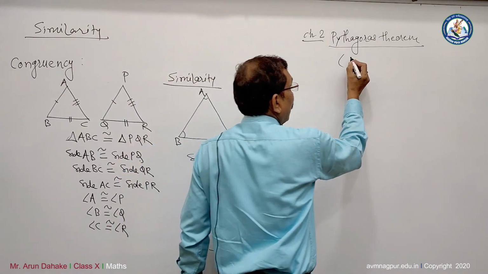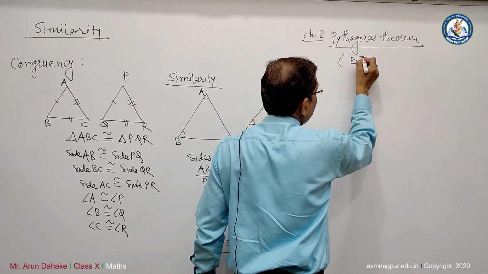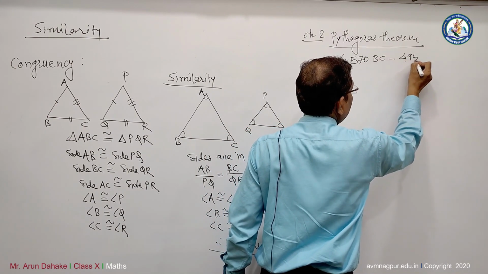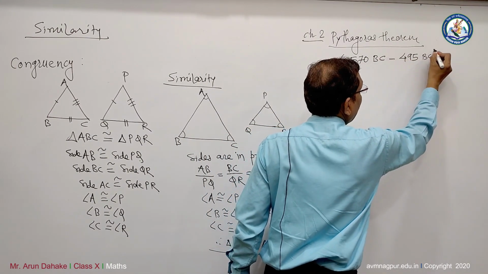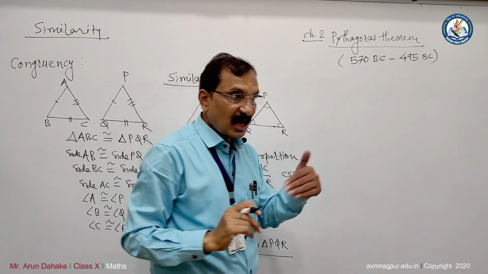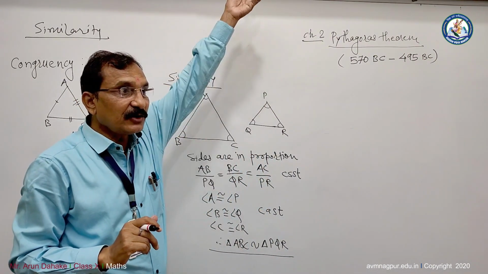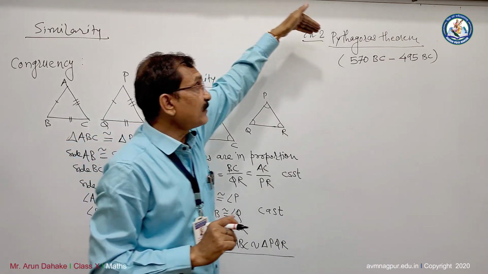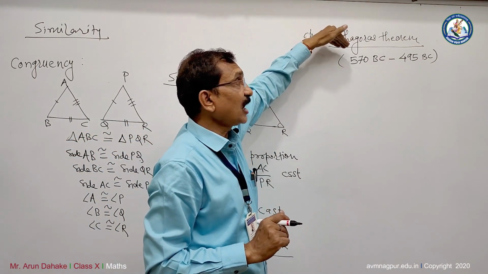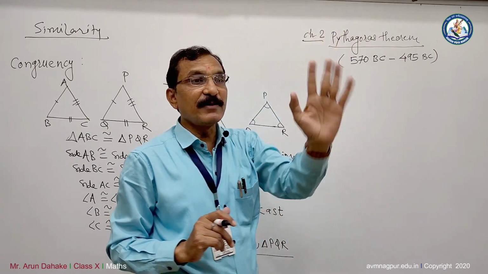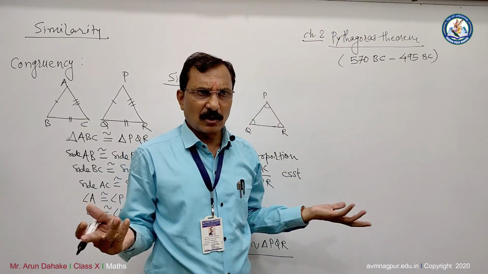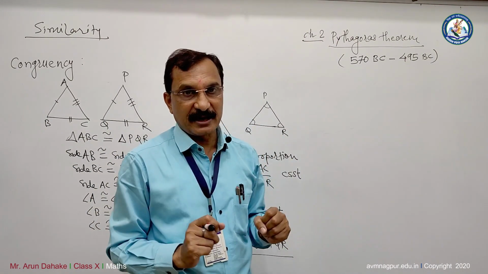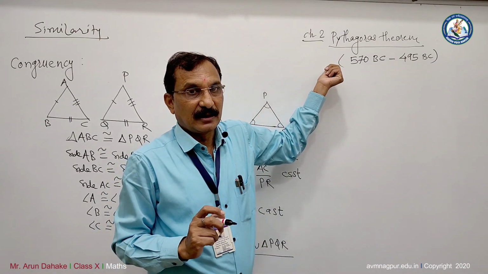So in 570 BC to 495 BC, before Christ. That means about 2500 years ago, there was a mathematician named Pythagoras, and he invented a very important theorem. We know that already, the Pythagoras theorem. But how it is proved will be very important there.